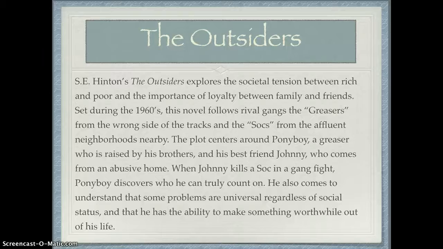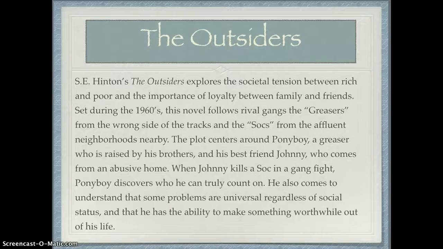The plot centers around Ponyboy, a Greaser who is raised by his brothers and his best friend Johnny, who comes from an abusive home. When Johnny kills a Soc in a gang fight, Ponyboy discovers who he can truly count on. He also comes to understand that some problems are universal, regardless of social status, and that he has the ability to make something worthwhile out of his life.